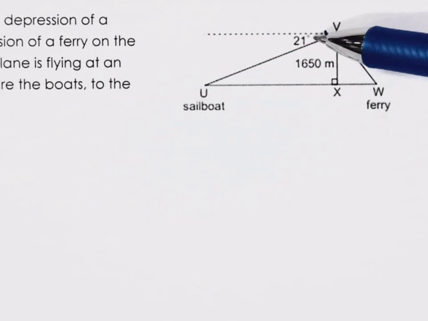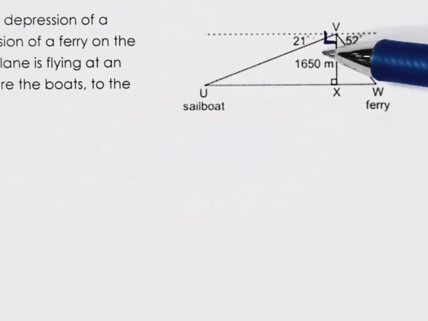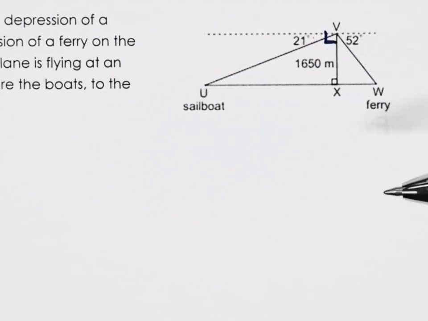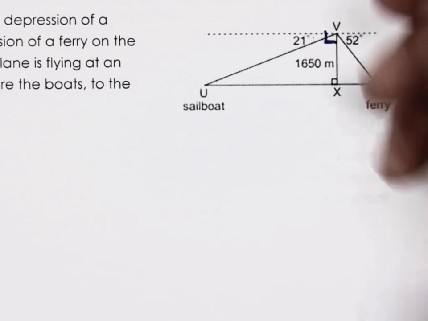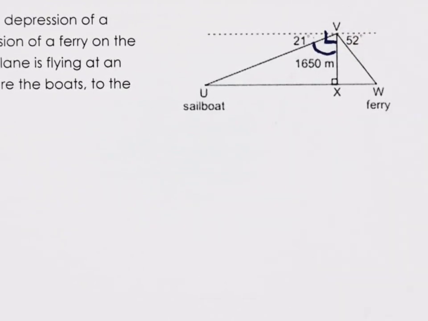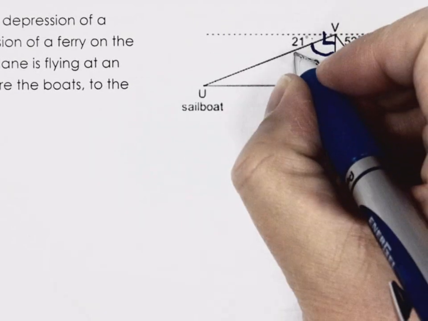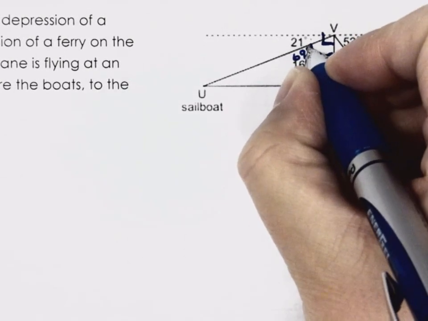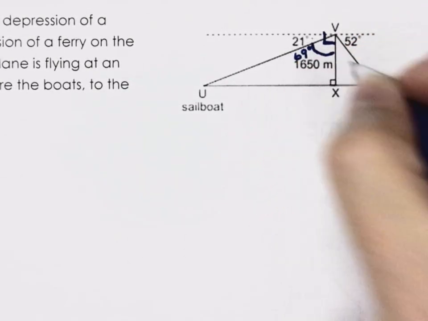So if we know this angle is 21, what's this angle? What's this angle in this side of the triangle? If they both add up to 90, let's see your mental math work here. They both add up to 90. So we have a 69-degree angle inside the triangle.